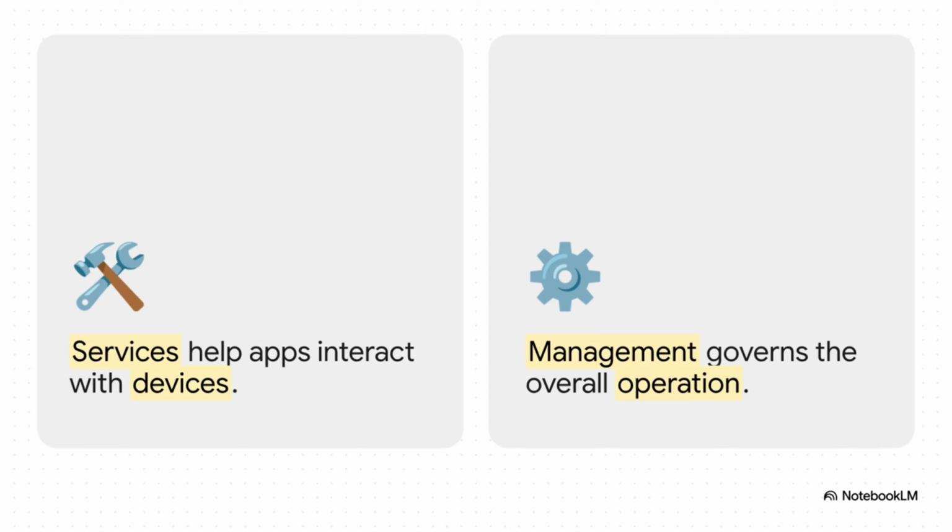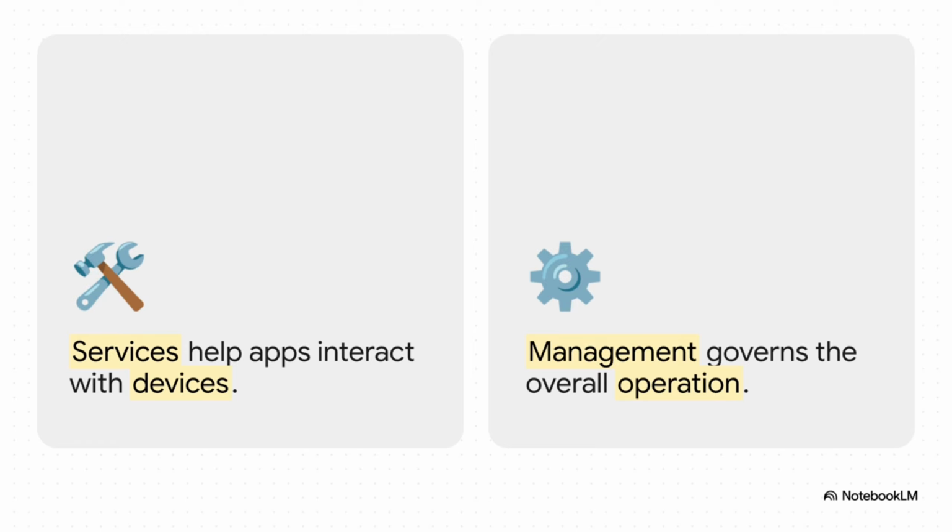It's absolutely crucial to clearly contrast these 2 conceptually similar blocks. On one side, we have services. Their job is to help applications interact with devices and data efficiently. Basically, they're outward-facing. On the other side, we have management. This block governs the overall operation of the IoT system itself. It's the inward-facing, back-end governance keeping the lights on.